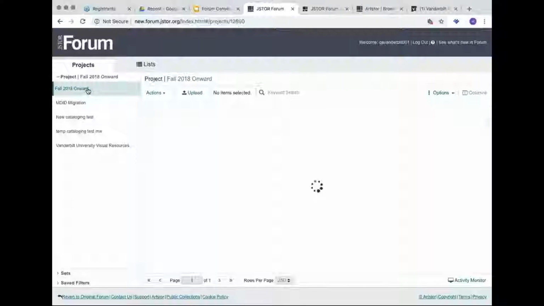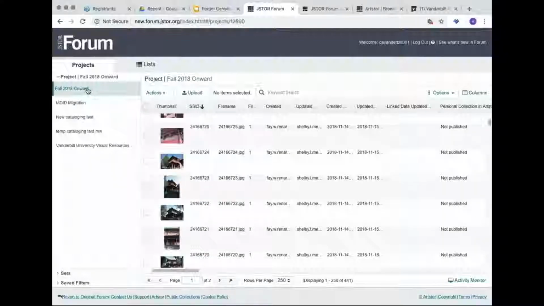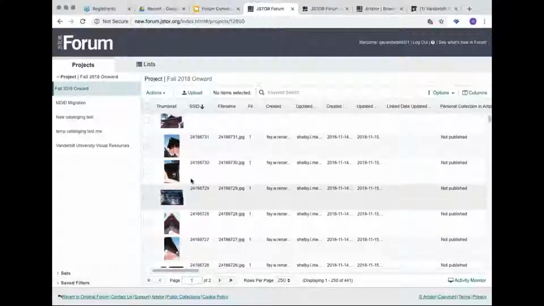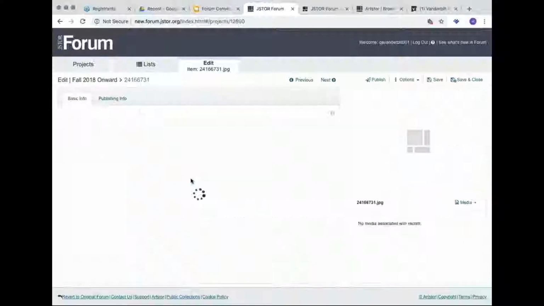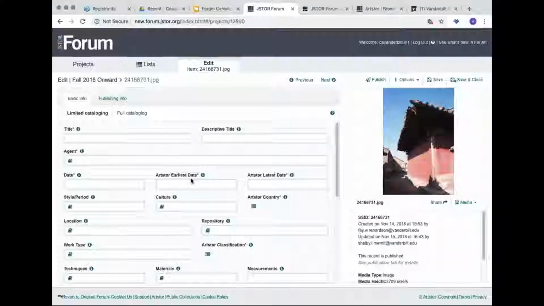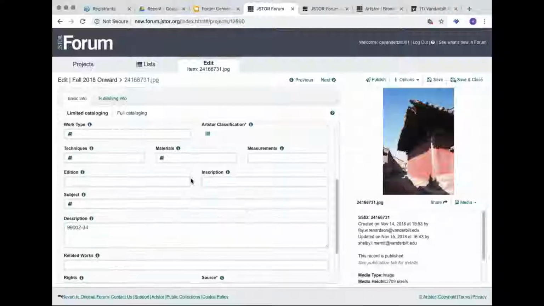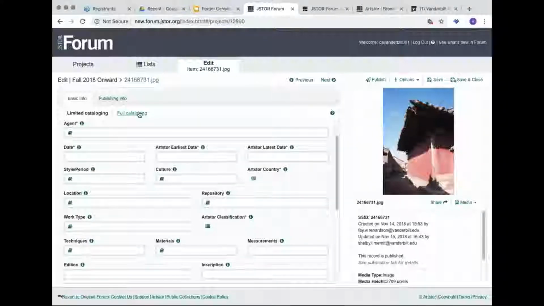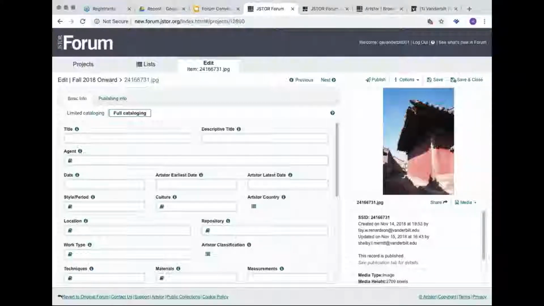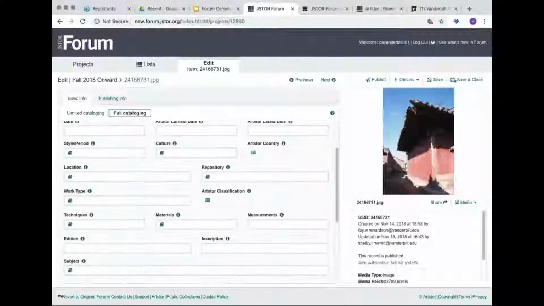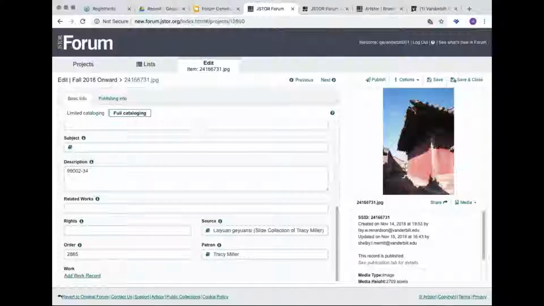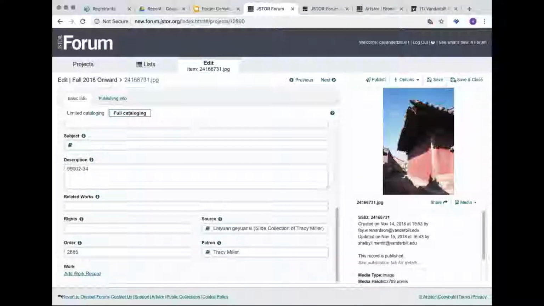Yes, that's correct. And the data field setup is a little bit different from the MDID migration. I took my cues from the MDID migration, but also added some fields that I anticipated, just knowing how much richer our Dimly records are, and also trying to anticipate how the Dimly data might be squished a little bit into Forum in the future. So overall, pretty similar. It's still based on VRA Core, but with a few added pieces.